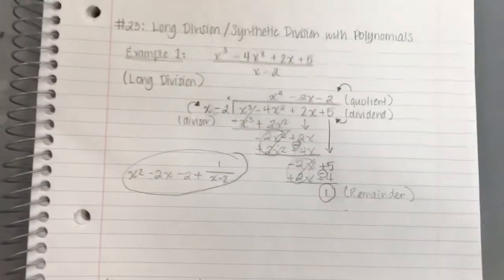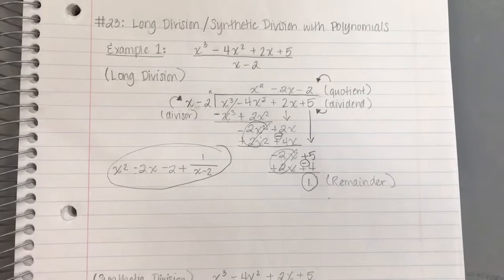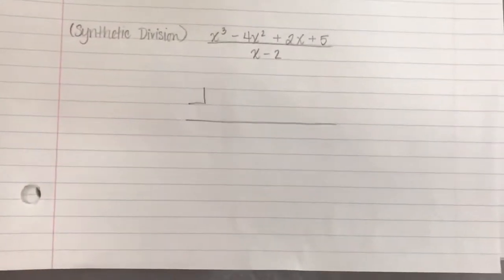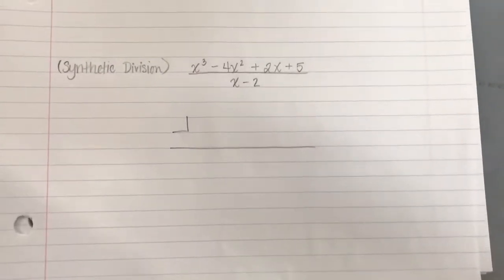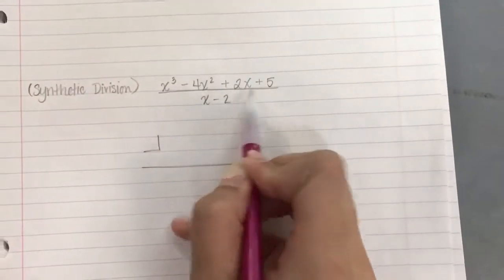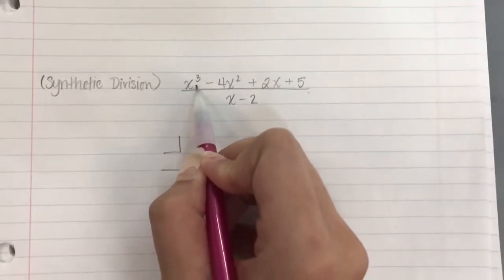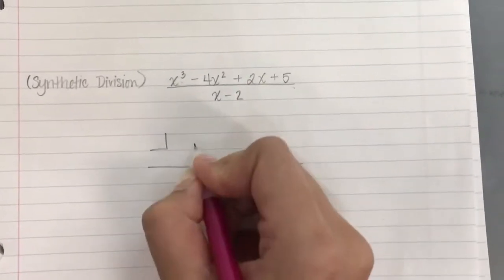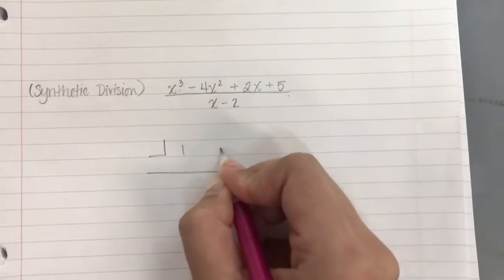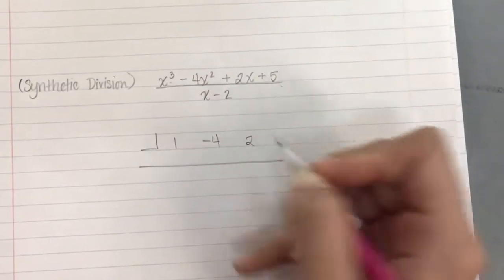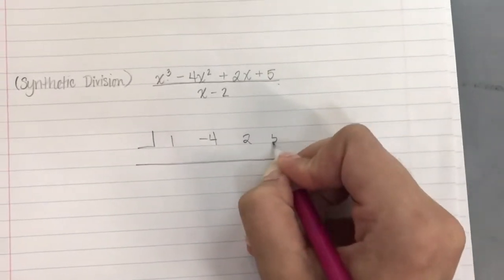So if you look at this first way we did it with long division, that's a lot of steps and it's a lot of time. And so moving on to synthetic division, this is going to be a lot faster. In order to start with synthetic division, we're going to do the exact same problem we did before. We're going to take the coefficient of each term, and we're just going to write them left to right. So for the first one, we have 1. For the second one, we have negative 4. For the next one, we have 2. And then finally we have 5.